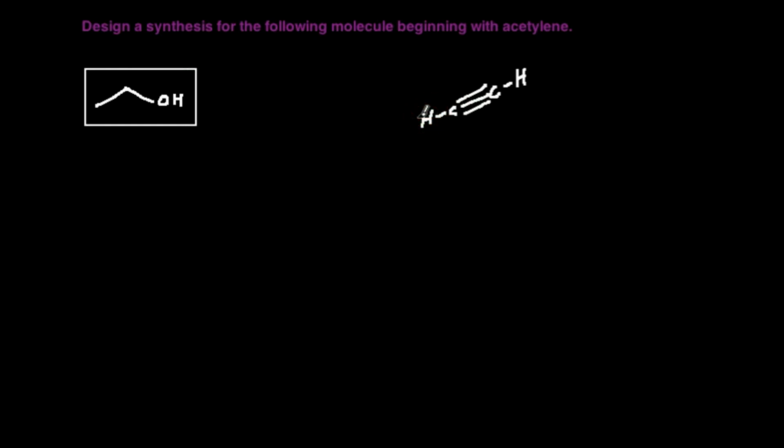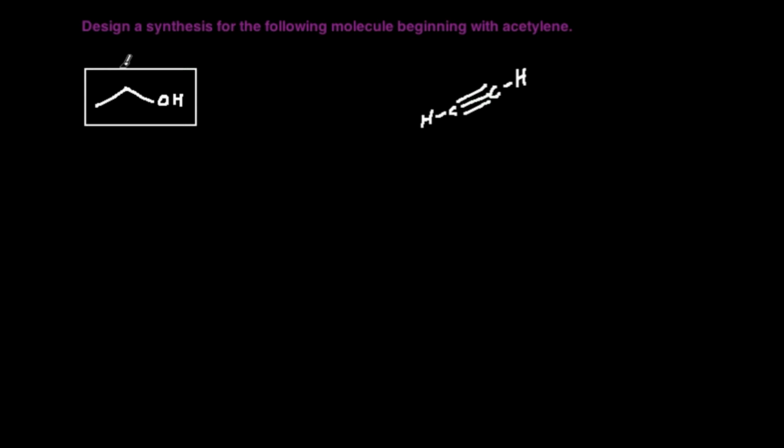That's all acetylene is. So a lot of synthesis problems will start with acetylene because acetylene in real life is actually very inexpensive and it's a good starting material. And on synthesis questions on exams, they like to ask beginning with acetylene. So we're going to start with that. We want to synthesize this molecule which is ethanol. Okay, so we're starting with acetylene.